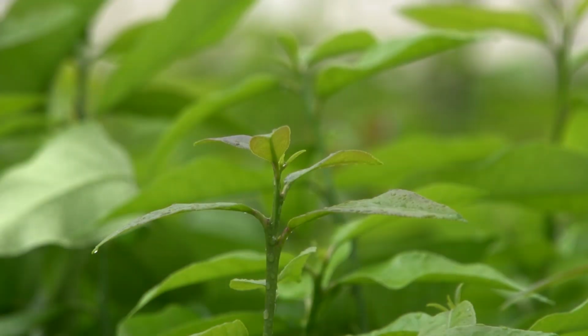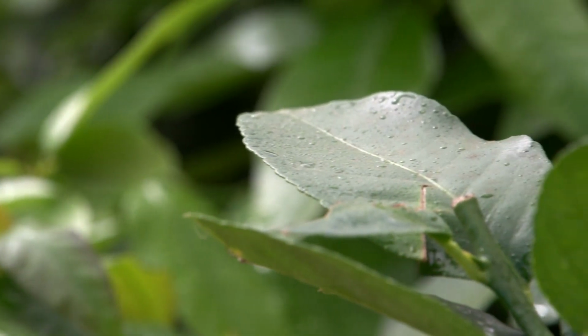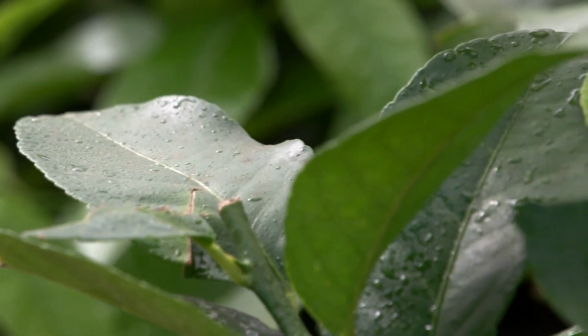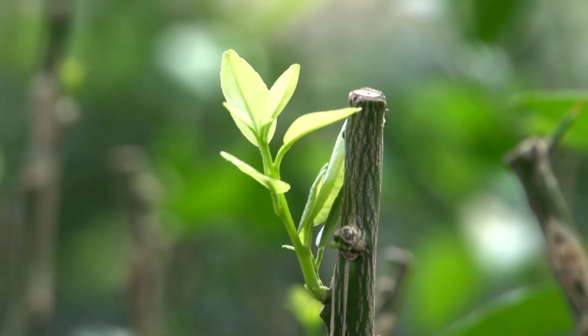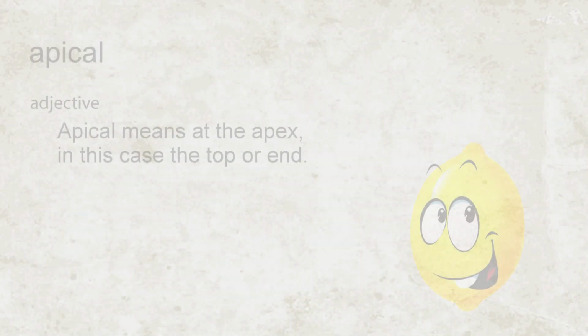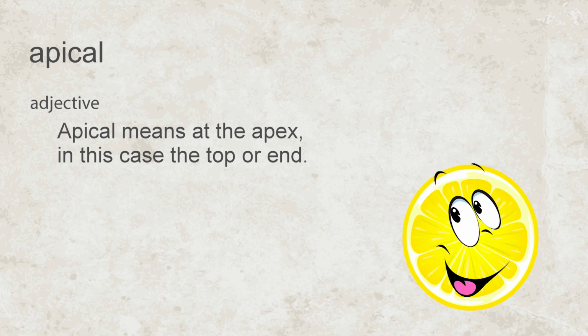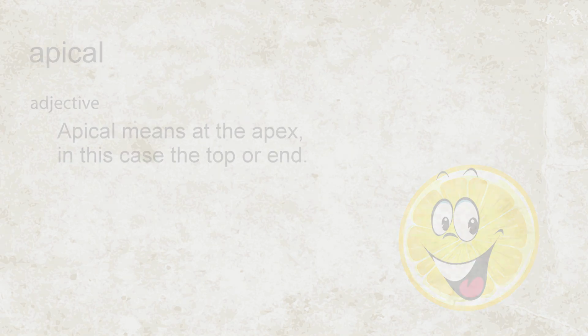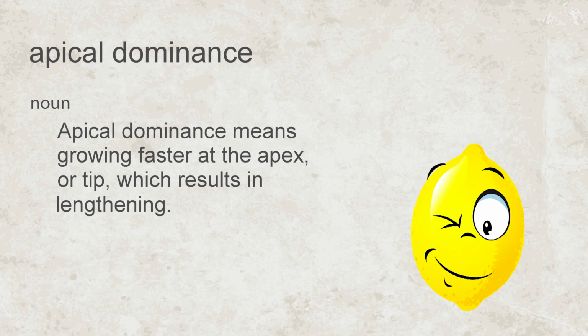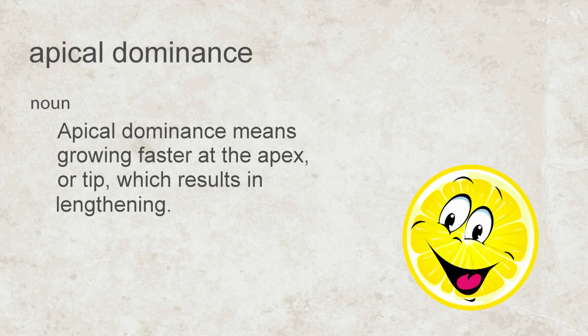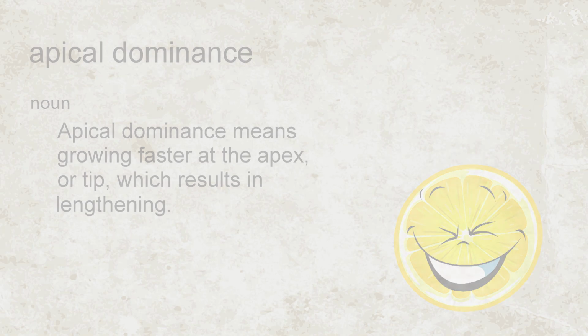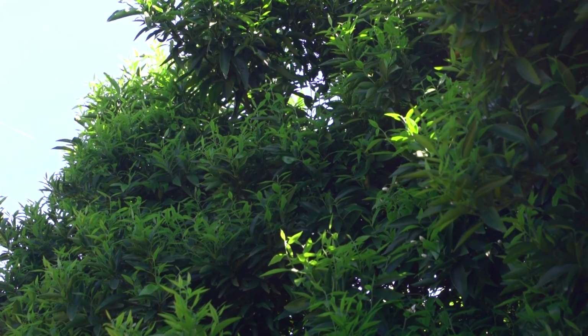In most stems, the meristem, which you may remember means the primary growth region, is apical. This results in apical dominance. Apical means at the apex, in this case the top or end. Apical dominance means growing faster at the apex or tip, which results in lengthening. This is called primary growth.